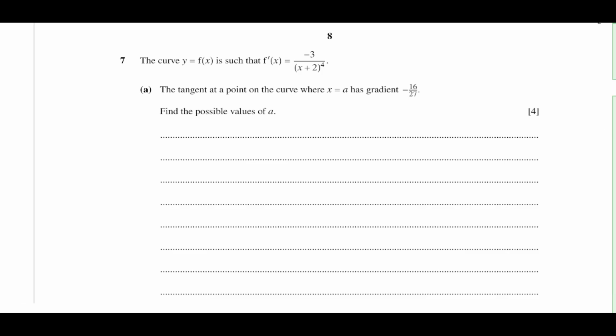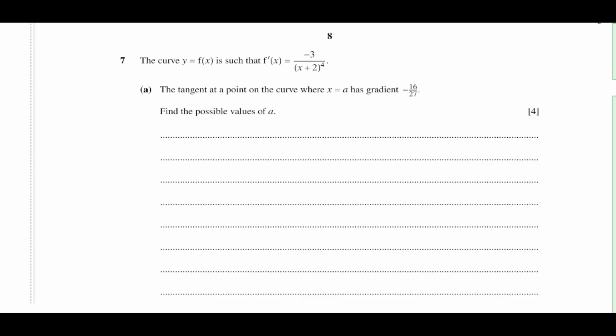The curve y equal to f of x is such that f dash, the derivative of f, is minus 3 divided by x plus 2 power 4. The tangent at the point of the curve x is equal to a, where the gradient is minus 16 divided by 27. Find the possible values of a.